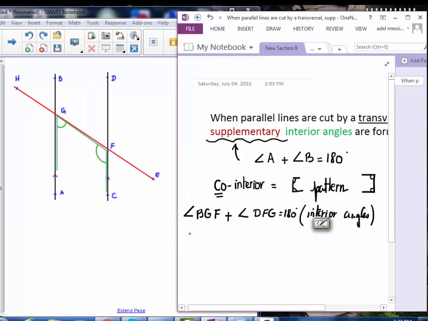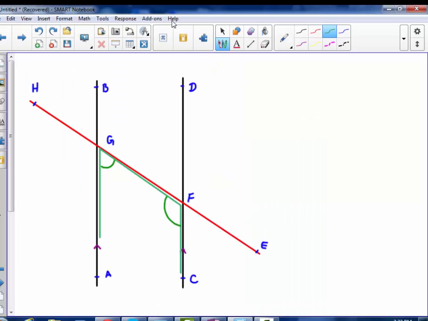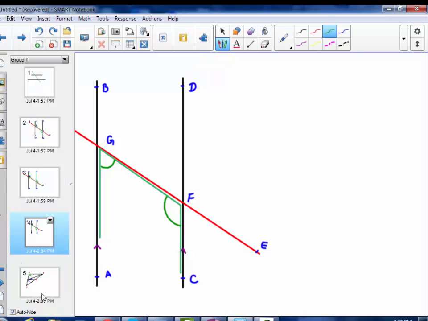So again, I'm going to go back to write this. I'm going to say angle AGF plus angle GFC equals 180 degrees. Again, I have to mention the reason. They are interior angles. Do I have any other interior angles? Actually, no. So that's why we usually say in this drawing there are two alternate angles, two interior angles, and four corresponding angles.